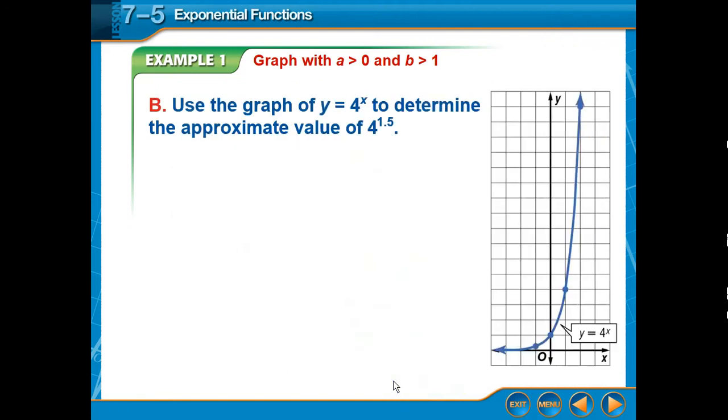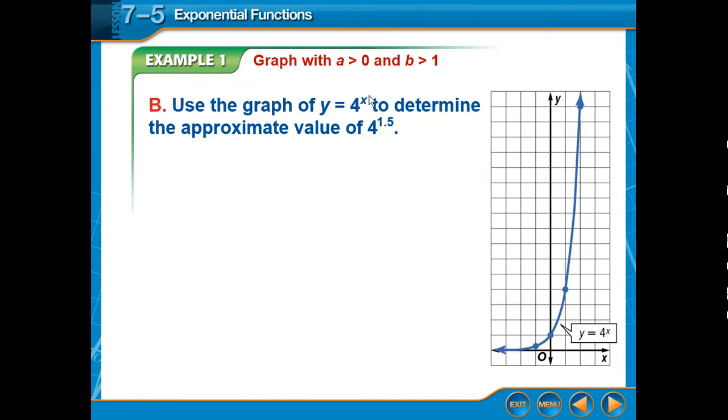So there's a nicer looking graph, nicer than the one I drew. And so we want to be able to look at a graph and determine a value. So in this one, it tells us to use the graph to determine the approximate value of 4 to the 1.